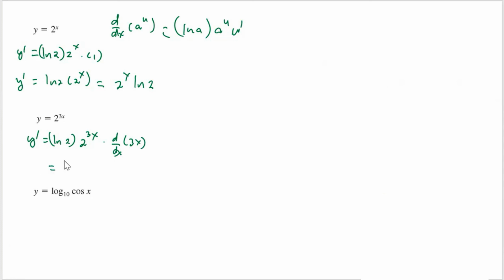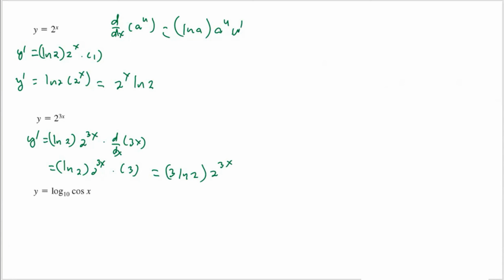So we have ln of 2 times 2 raised to 3x times the derivative of 3x, which is just equal to 3. Then multiply the monomial. Therefore, ln of 2 times 3 is equal to 3 ln of 2 times 2 raised to 3x. You cannot multiply 3 times 2 from the base of 3x. That is not equal to 6 to the power of 3x. The correct way is that you multiply 3 to the ln of 2. Then it becomes 3 ln of 2 times the given, which is 2 to the power of 3x.